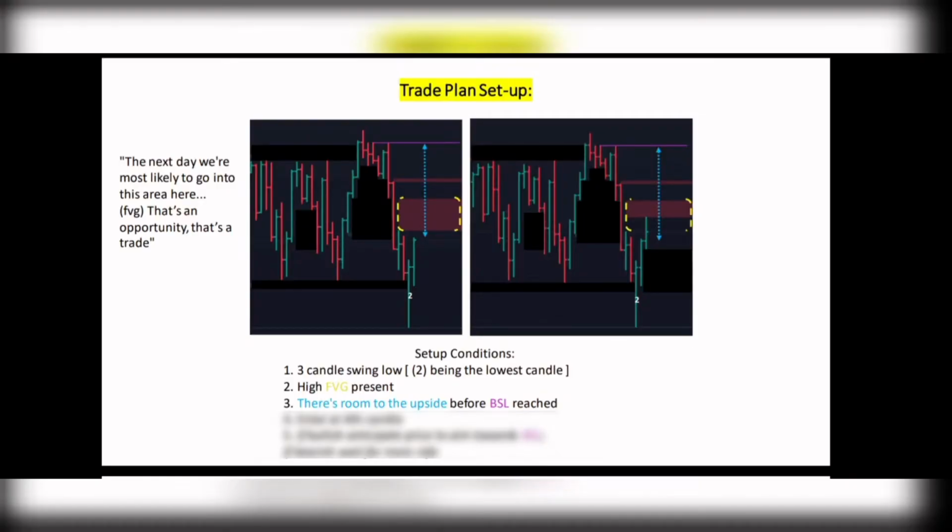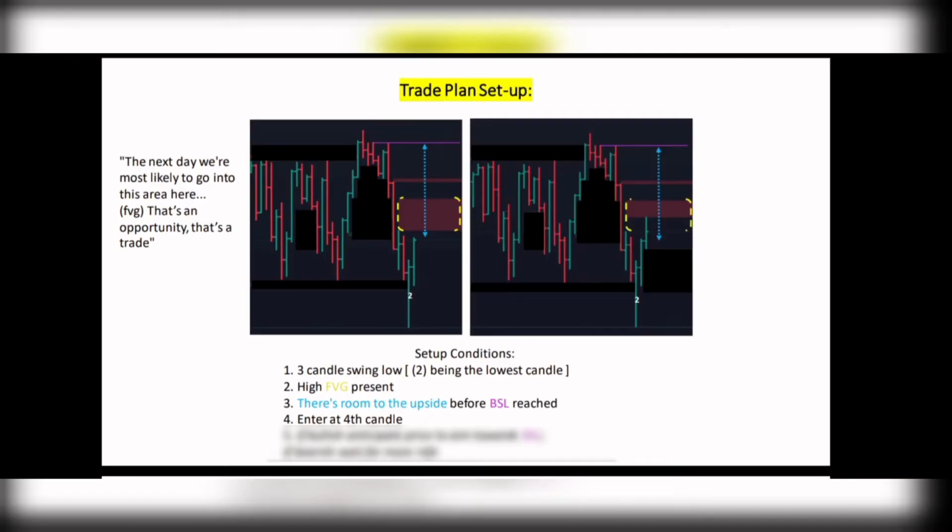Number 3, I wrote there's room to the upside before buy side liquidity is reached. As you can see with this blue arrow, that is room to the upside until buy side liquidity in purple there is reached. Number 4, I wrote we're entering at the 4th candle. So from a 3-candle swing low, and we are anticipating for price to go into a fair value gap, we want the ideal setup to have room to the upside, room till we reach buy side liquidity. And that is when we would enter our 4th candle.